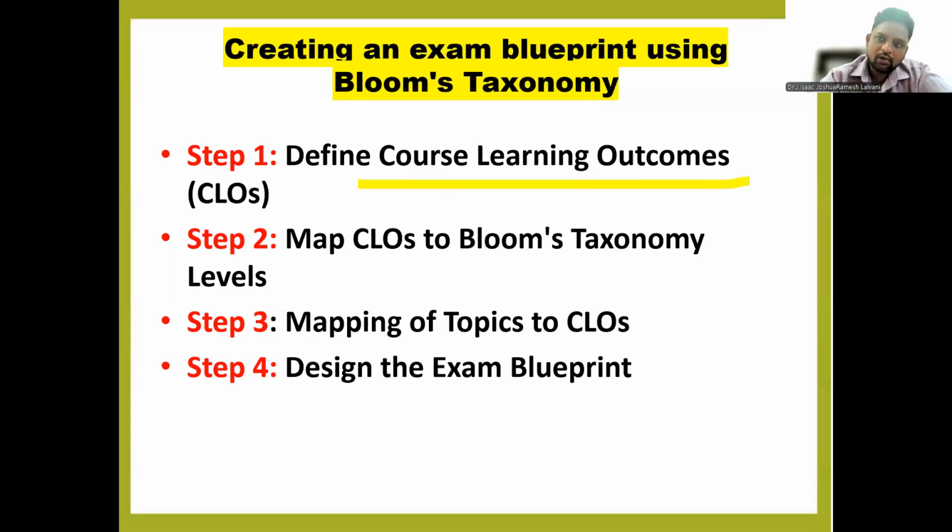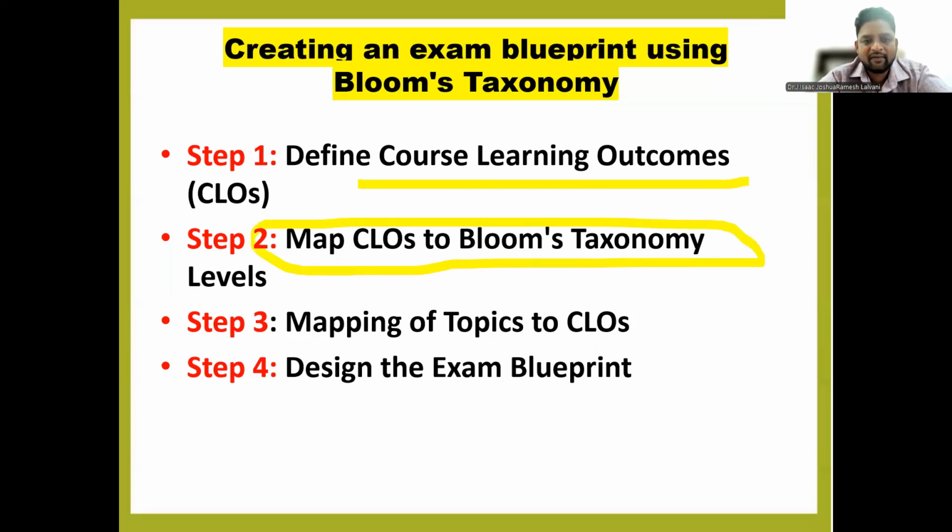Your course learning outcomes will be your curriculum. For each subject, you can just go and check your harmonized curriculum. Your harmonized curriculum will have the course learning outcomes for each subject. Step two will be mapping your course learning outcomes towards your Bloom's taxonomy levels. And step three will be mapping of topics towards your course learning outcomes.